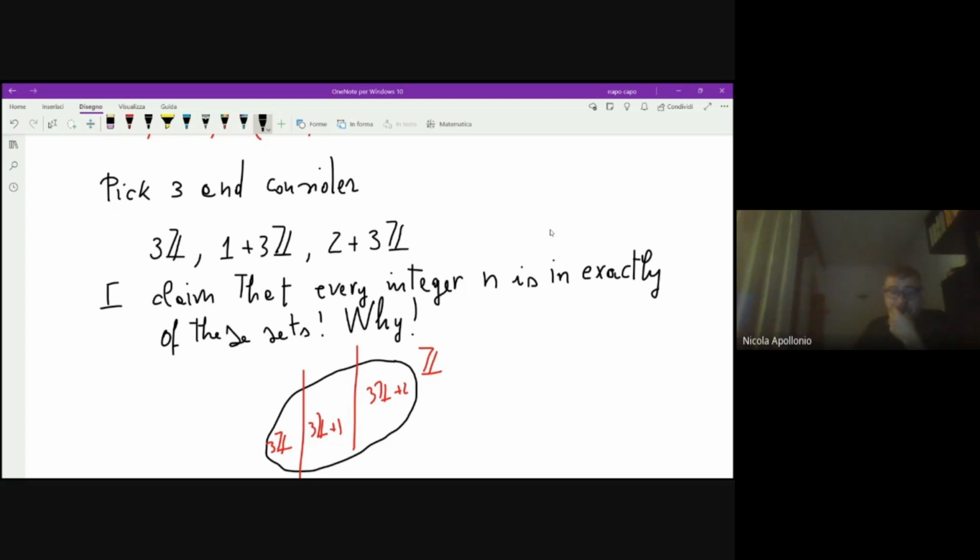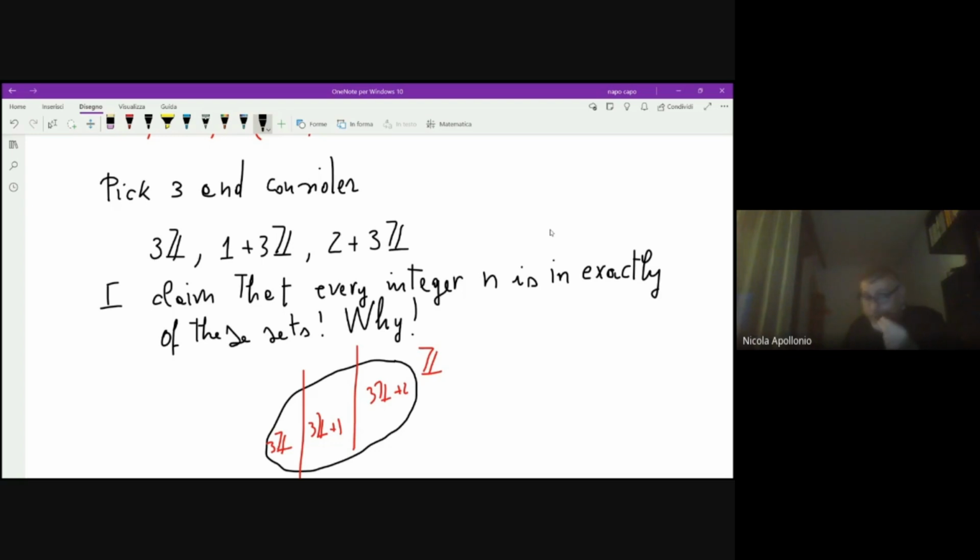I think you can see this. Anyway, of course, if you pick a multiple of 3 and add 1, you get a different number. So there is no number which is at the same time a multiple of 3 and a multiple of 3 plus 1, not even 0. And the same is true for 2, and the same is true for 1 plus 3Z and 2 plus 3Z. So these three sets are disjoint. They have no common elements.